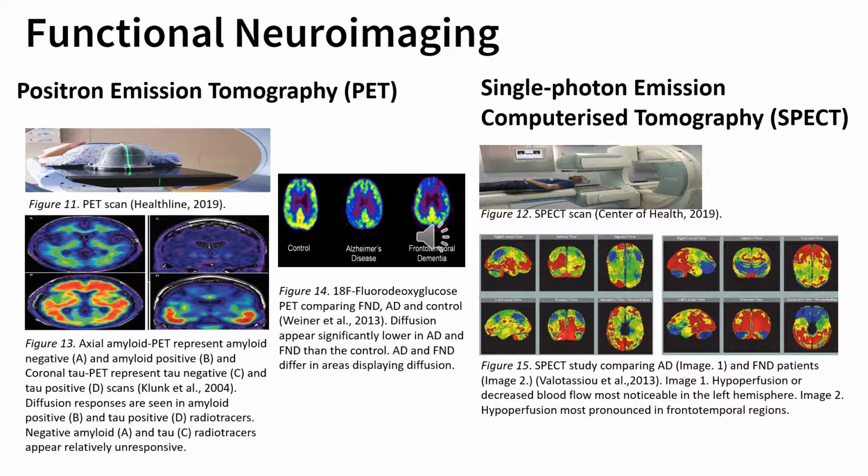FND may be distinguished from AD using fluorodeoxyglucose PET scan to measure levels in temporoparietal glucose consumption, as the two disorders are known to display specific patterns of diffusion, and abnormalities become markedly apparent when compared to healthy controls.